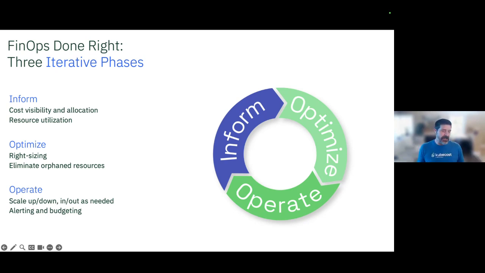We need cost visibility. We can't even take the first step if we don't have visibility. How would we ever be able to right size or reduce costs if we don't know what they are? It would be blindly throwing darts at a dartboard, and that's never going to work out well.